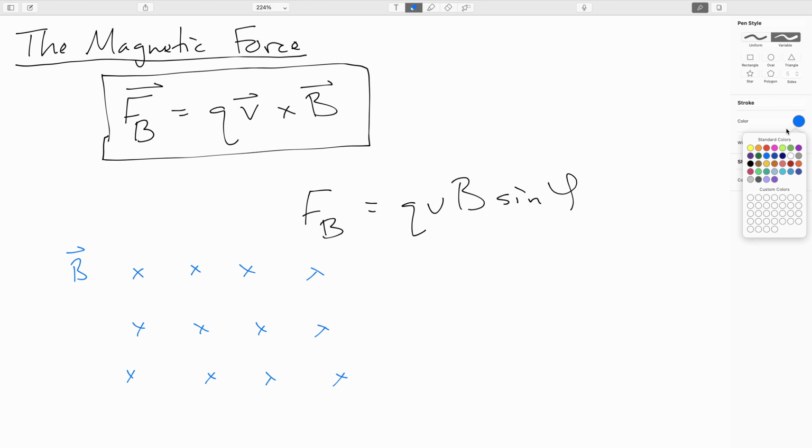So let's say we have a positive charge that is moving to the right, like so. Which way is this charge going to be feeling a magnetic force? Go ahead, take the cross product now, and then we'll compare. So hopefully you got that the magnetic force, at this exact moment, is going to be pointing up on it.